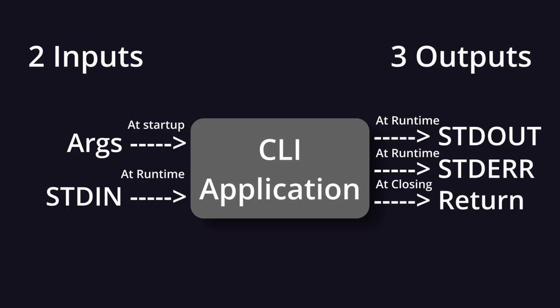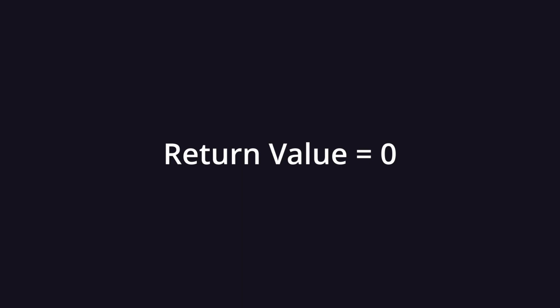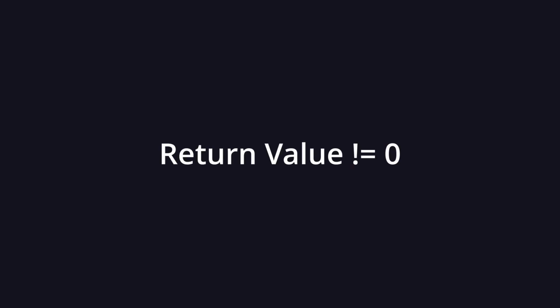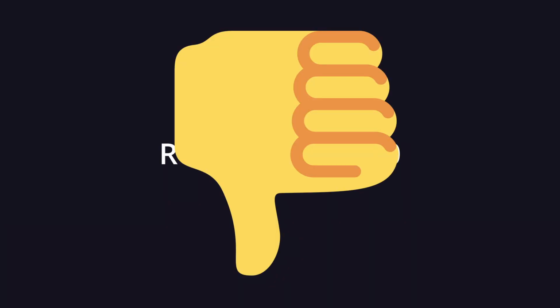Return value is basically just a number that allows the operating system to know if the call to this application was successful or not. If the return value is 0, that means the program executed successfully. If the value is anything other than 0, that means the program had an error code. And this return value is also that very error code. Today we're going to be focused very much on standard input, standard output, and standard error.